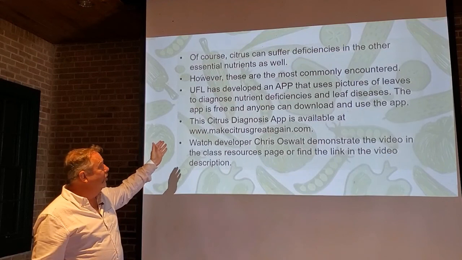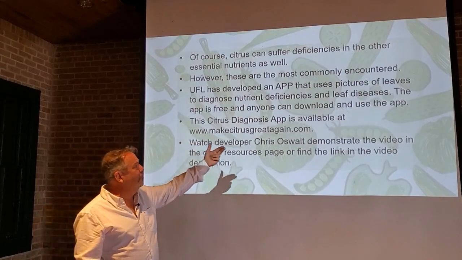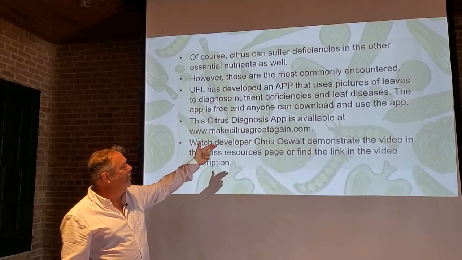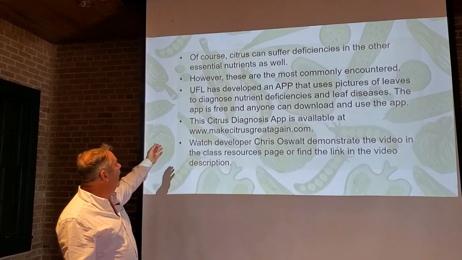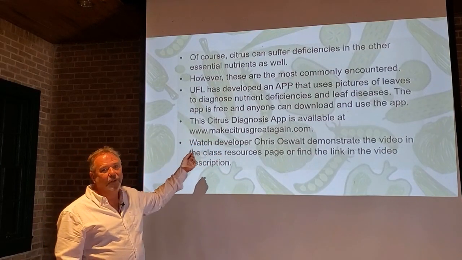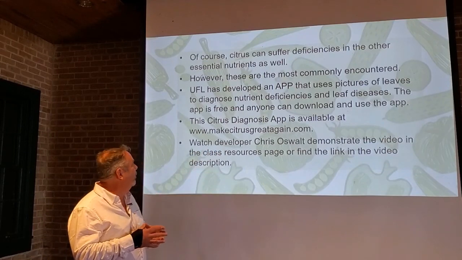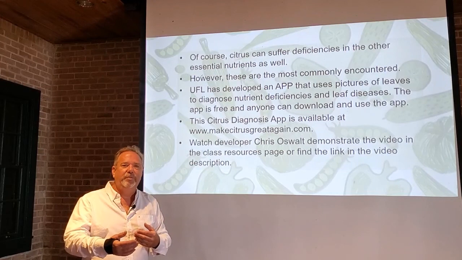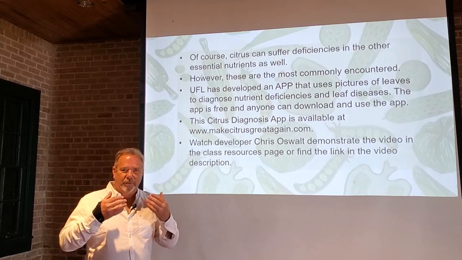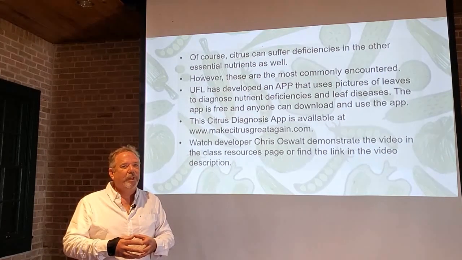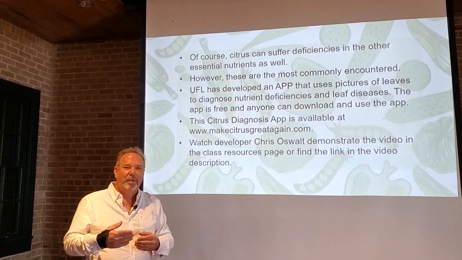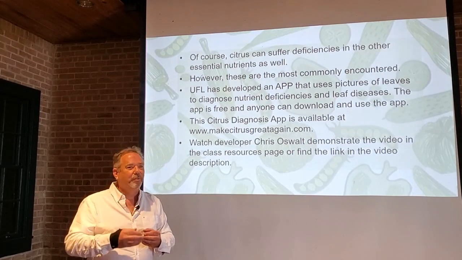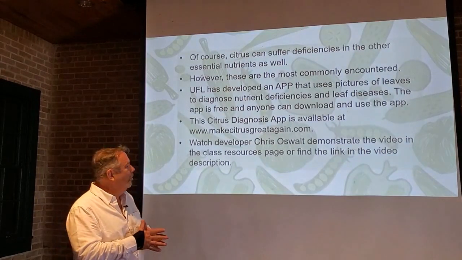The University of Florida has developed an app that uses pictures of leaves to diagnose nutrient deficiencies and leaf diseases. The app is free, and anyone can download and use it. It's really fascinating what they've done: they took about 20,000 pictures of different leaves with problems. They were able to diagnose the problems, and then they were able to program the computer to recognize these different issues. So they are very effective, and I've already tested it. It works pretty well.